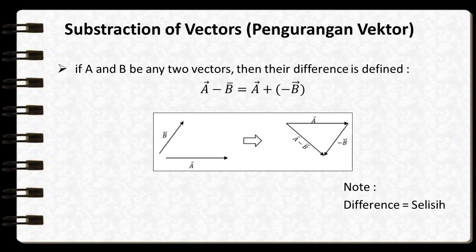Then see the picture, we have vector A and vector B. If we want to subtract vector B from vector A, we have to change the direction of vector B to become vector minus B. The vector A and vector minus B are positioned so that the terminal point of vector A coincides with the initial point of vector minus B.